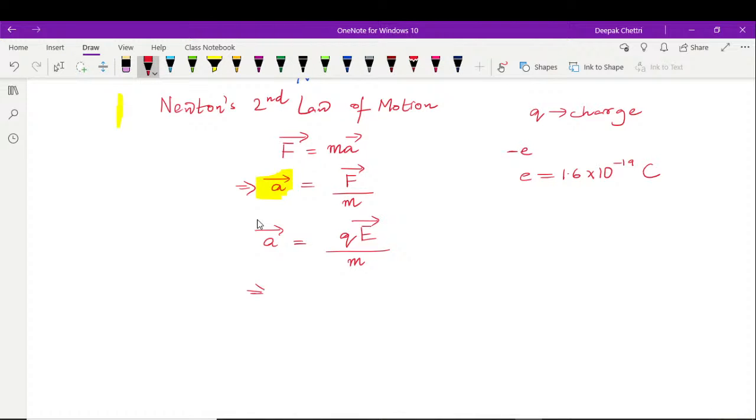So let us put that value here. So a will actually be equal to minus eE vector divided by m. Any doubt so far?